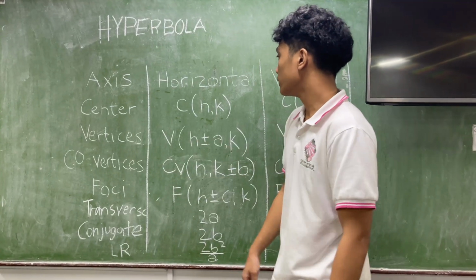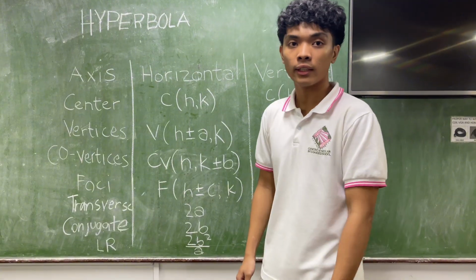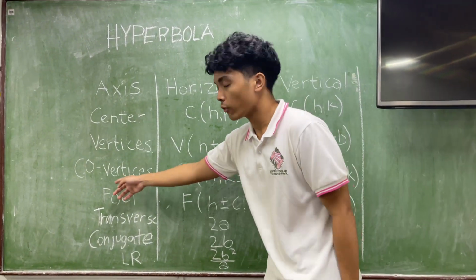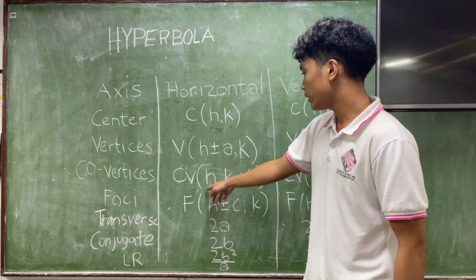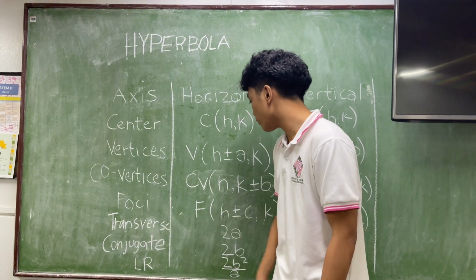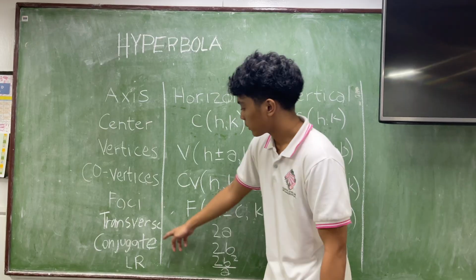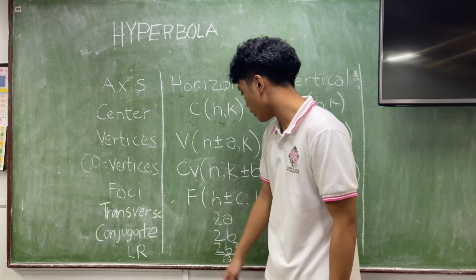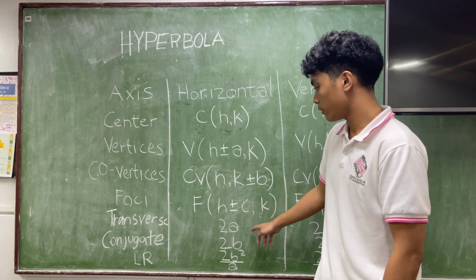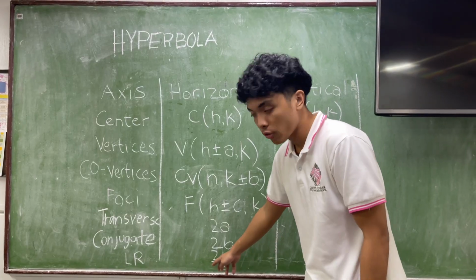Now, let's learn the properties of hyperbola. For center, we have quantity h comma k. For vertices, we have quantity h plus minus a comma k. For co-vertices, we have quantity h comma k plus or minus b. For foci, we have quantity h plus minus c, comma k. Now, for transverse axis, we have 2a. For conjugate, we have 2b. Now, for latus rectum, we have 2b squared over a.